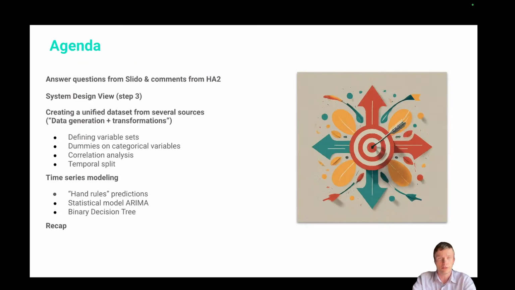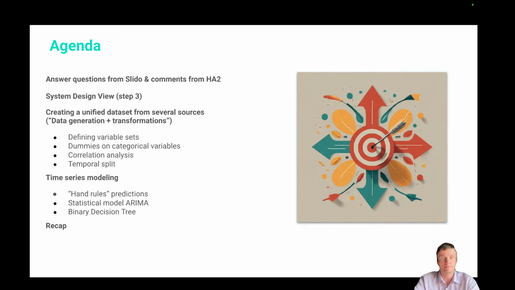Here is an agenda for today. We will answer a couple of questions from Slido, and I'll show top comments from your home assignment responses. We will talk about system design view, step number 3: what is expected to see after this step, after we do all the modeling phase today. But before that, we will finish the remaining tasks from the previous stage.